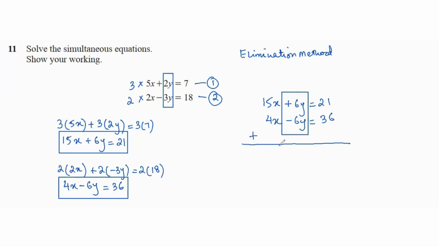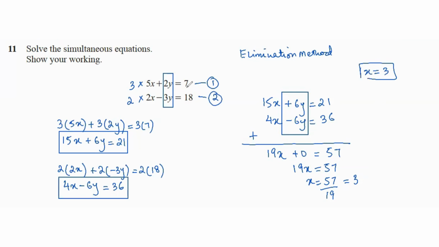So 15x plus 4x is 19x. 6y minus 6y is 0. 21 plus 36 is 57. So 19x equals to 57. X is 57 divided by 19, which is going to equal to 3.